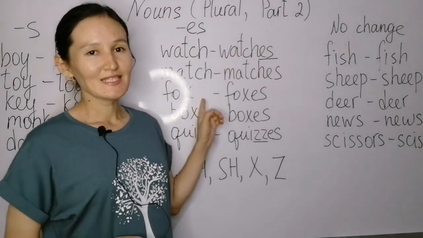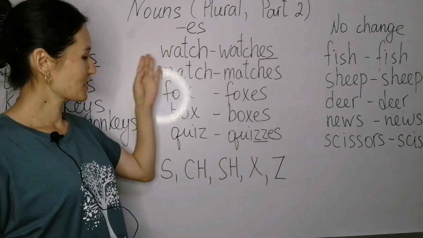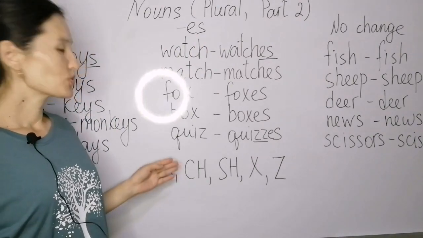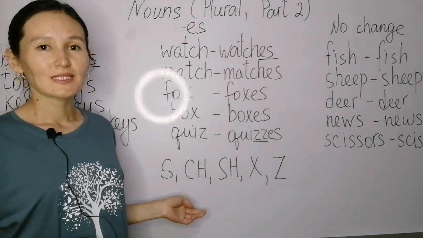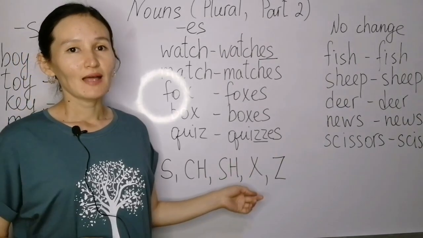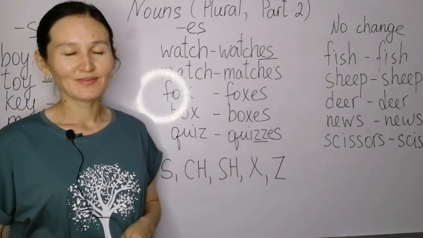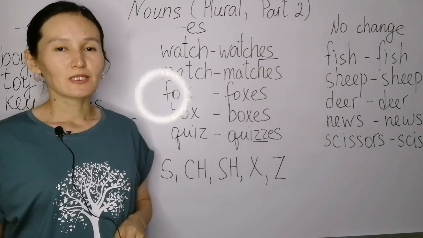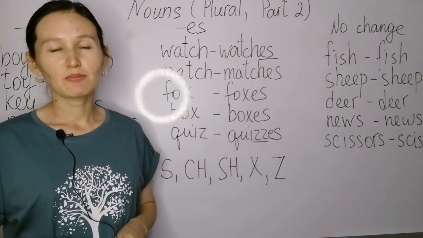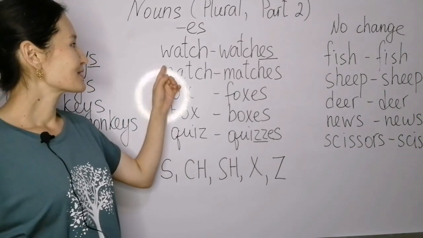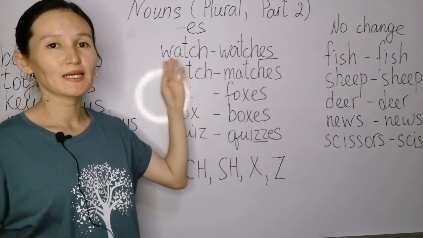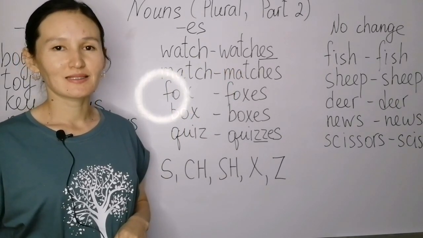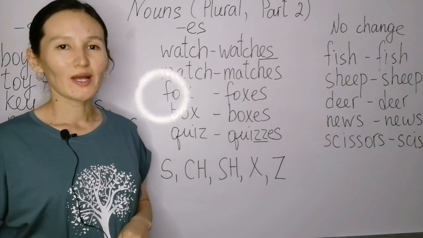And in this case, actually, we should add es if the words finish with letter S or CH, SH, X, Z, or ZZ. Yes, it's a bit tricky, but still do your best to remember or just practice many, many times. And it's going to be like watch, watches. Again, the pronunciation is watches.